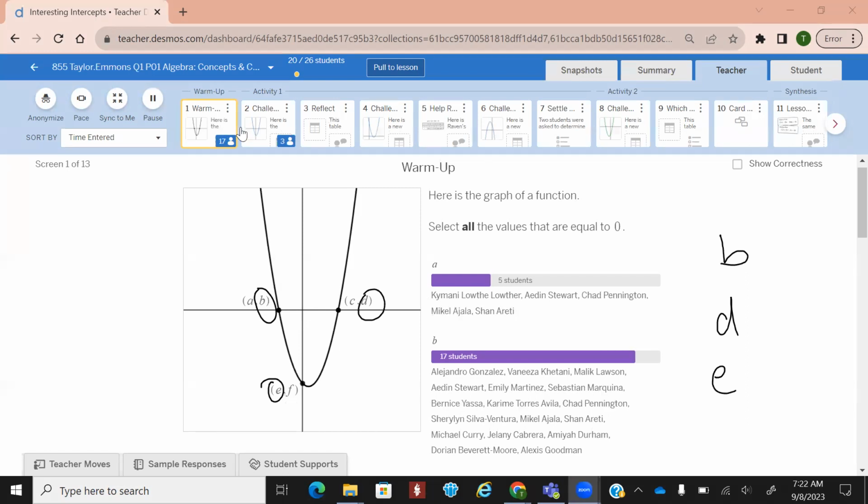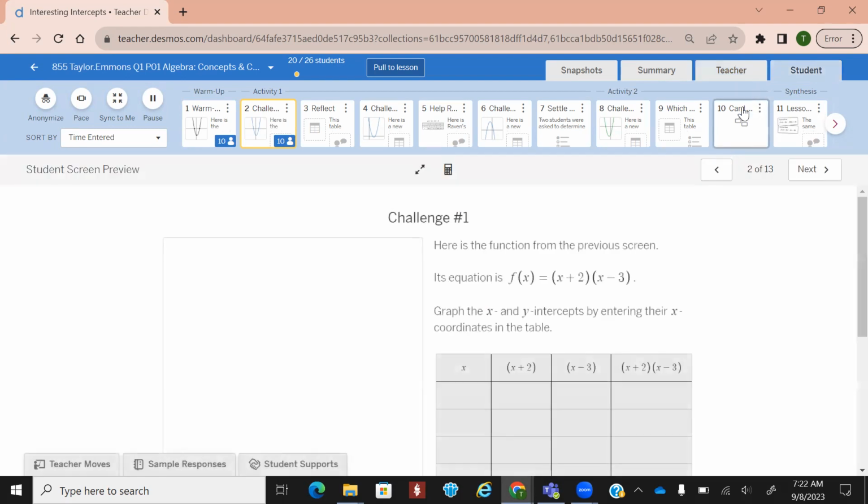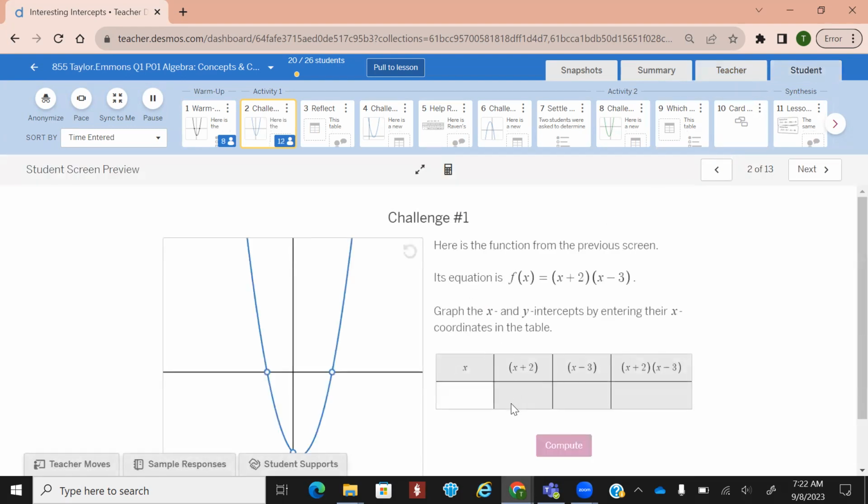Okay. All right, number 2. Here is the function from the previous screen. Its equation is f of x equals x plus 2 times x minus 3. Graph the x and y intercept. So you should be able to graph them. So what do they look like? X equals 2. Okay, so go ahead and graph them. Take a second, and then I'll check your work.